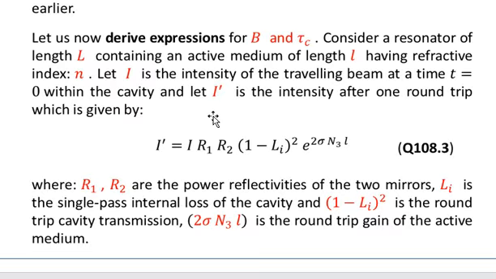This will give you the intensity expression after one round trip as shown in equation number 3, where capital R1 and capital R2 are the power reflectivities of the two mirrors. Capital Li is the single pass internal loss of the cavity, and the square of 1 minus Li is the round trip cavity transmission. So 1 minus Li is actually the transmission, and the square of that is the round trip cavity transmission. 2 sigma times n3 times L is the round trip gain of the active medium.